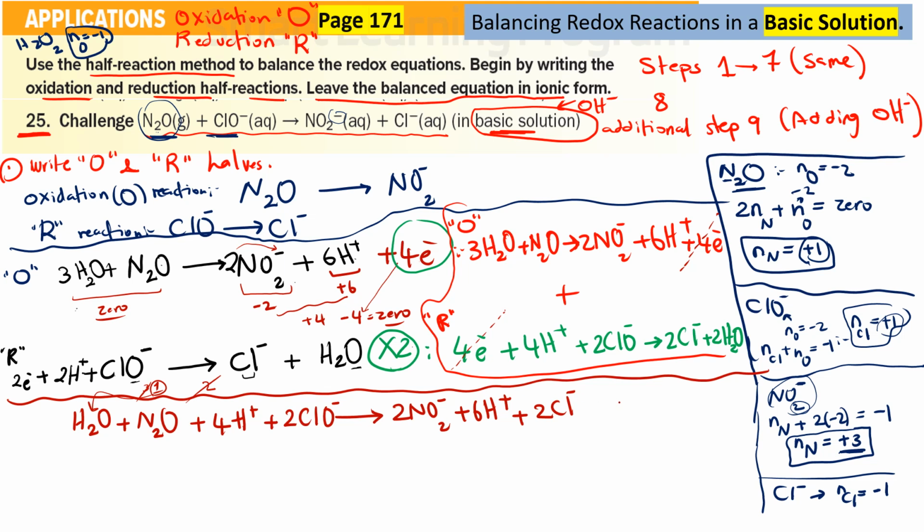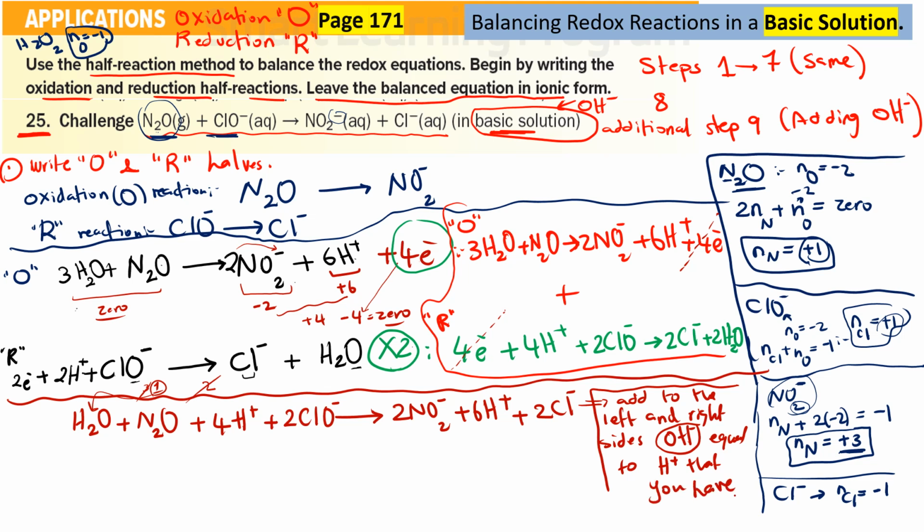Okay. Now if we are in an acidic solution, our solution is finished. But we are in a basic solution. So in a basic solution, in this step after adding, add to the left and right sides OH- equal to the H+ that you have. So how many H pluses do we have?